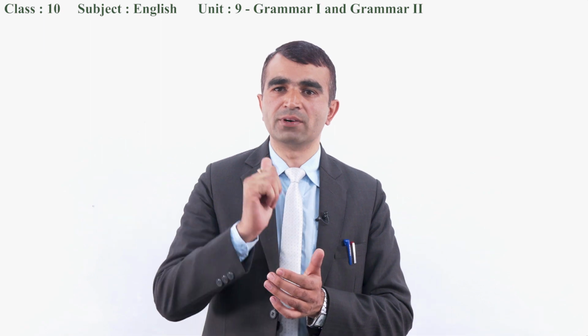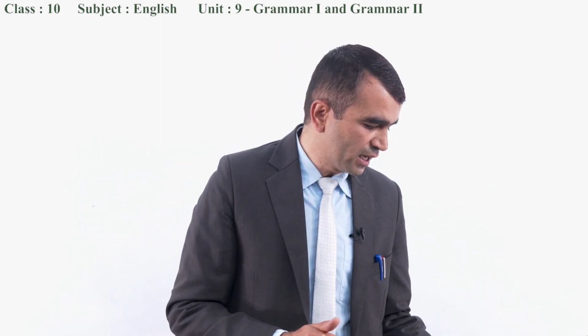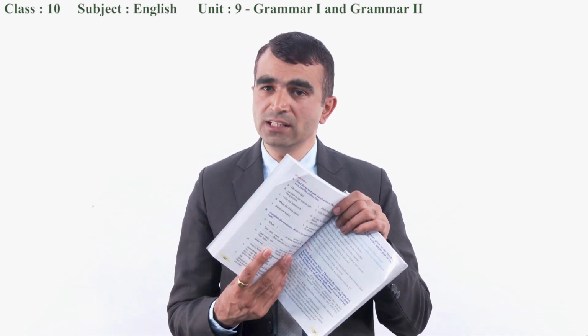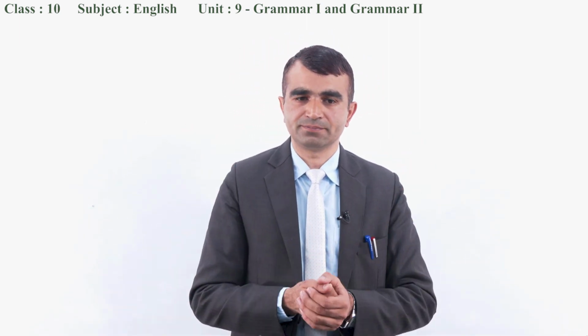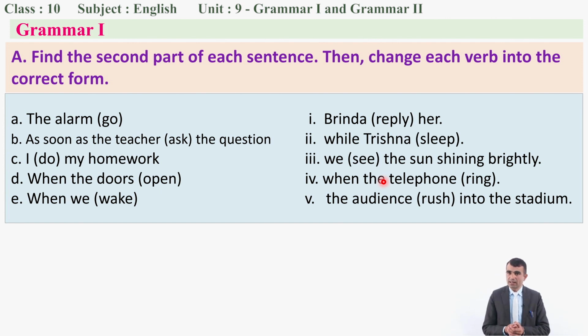Let's start with grammar 1. That is on page number 142 of your book. If you have the book, you can look at it. There is grammar 1, activity A. The first activity is to find the second part of each sentence. The first part A, B, C, D, E is given and the second part 1, 2, 3, 4, 5 is given.